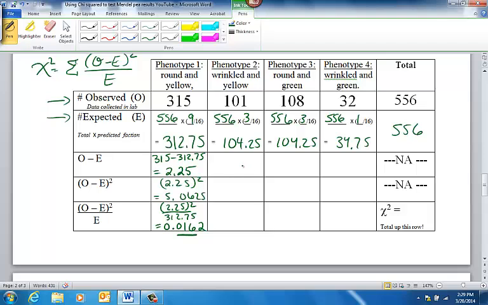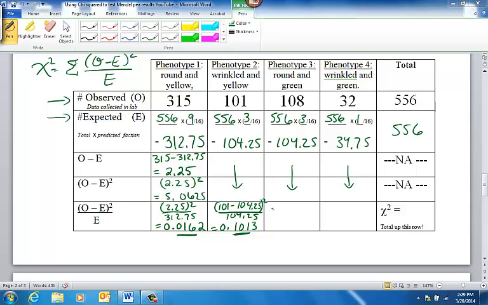Okay, now I'm going to just skip these steps here. You could fill them in for yourself. You should know how to do that math. And I'll just set it up at this point. So the observed 101 minus the expected 104.25 squared divided by the expected 104.25. What does that equal? That equals 0.1013. And again, those are the only digits that really matter, but I'll keep it to the fourth, just so you can see it.